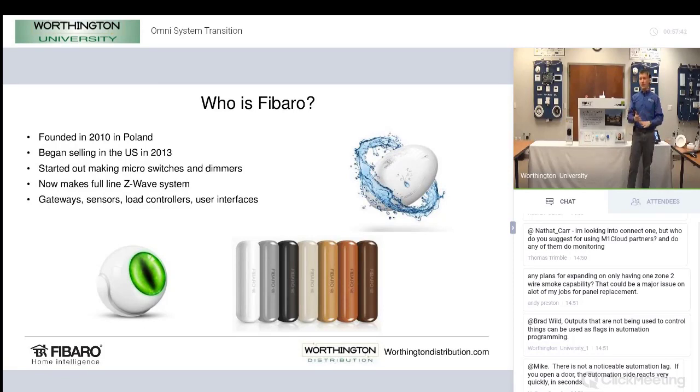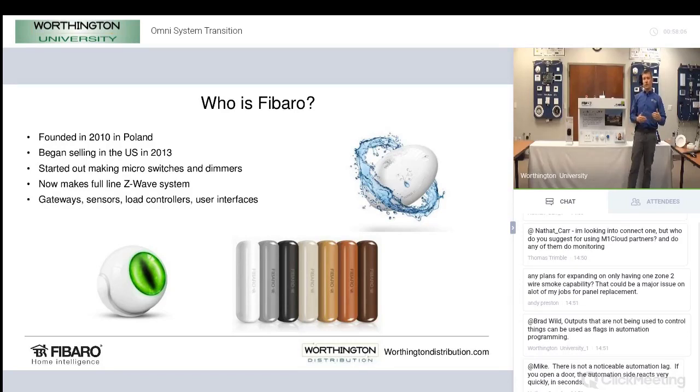And then they got into more of a full line. So we have gateways and hubs now. We've got inputs and outputs, all sorts of devices, which we'll take you through in more detail. Again, with Fabaro, what you're going to notice, and I'll take you through how it applies here, is this is a very modern approach to automation, a very modern approach to this sort of system.